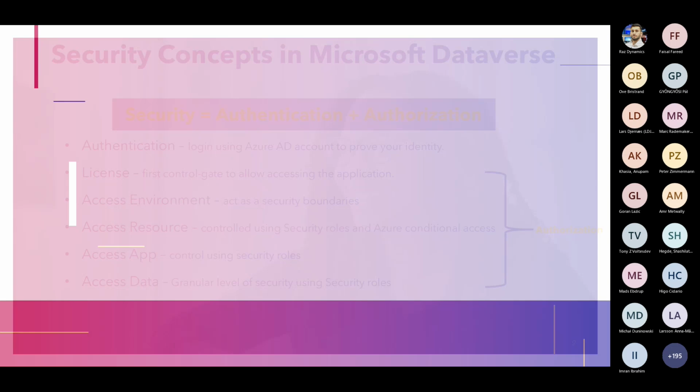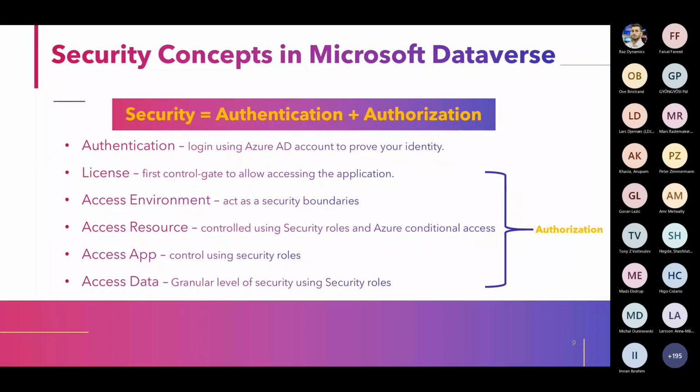So let's discuss the security concepts in Microsoft Dataverse. It's not only about Microsoft Dataverse; for any application in this world, security is basically made up of two things: authentication and authorization. Authentication is the process where you prove your identity, who you are. Authorization is the process where you tell the application what you want to access. So authentication is who, and authorization is what you want to access.